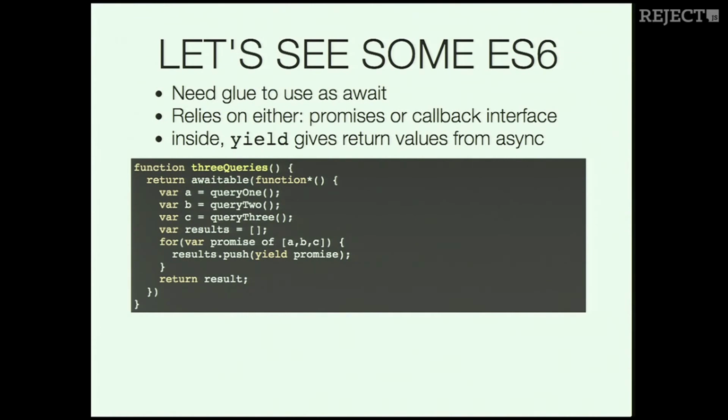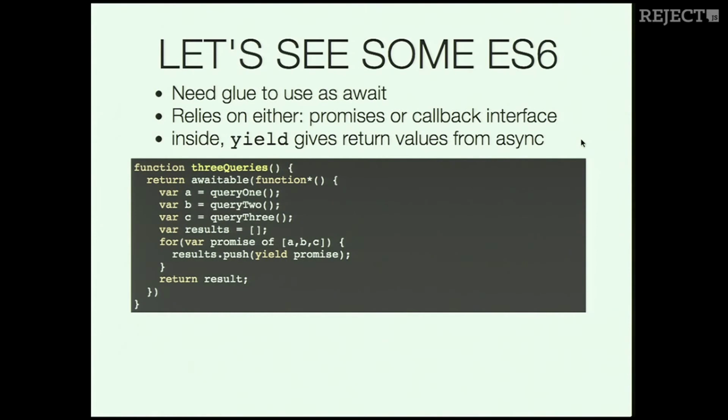So what does it look like? Let's have a look. So here is a thing called 3 queries. You can see it's relying on some glue code that we're going to have a look at in a bit, called a waitable. And we've set up 3 queries, A, B, and C. We set ourselves a result array. And then we're just using the standard JavaScript. I know, not quite the standard. This is just a gratuitous ES6 demonstration. It's using the for of, not for in. So we can just go straight over an array without any indices or anything. Very cool feature of ES6.